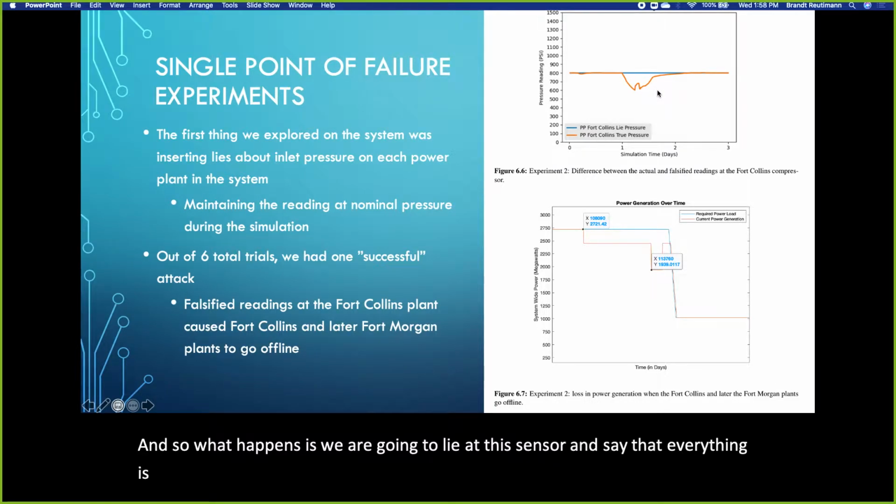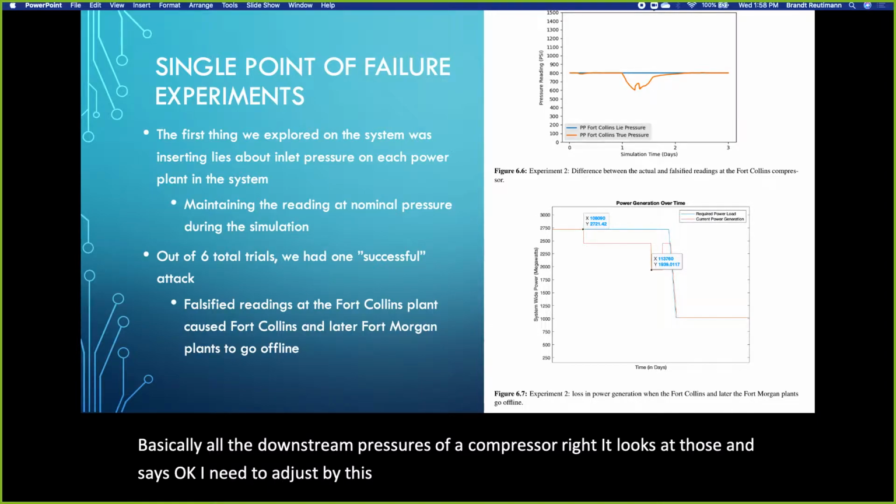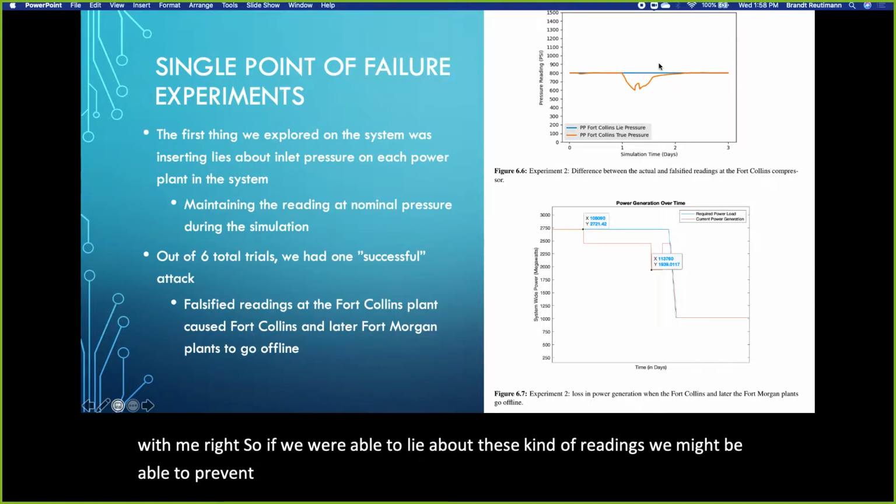The way that the control algorithm works is that it looks at basically all the downstream pressures of a compressor, right? It looks at those and says, okay, I need to adjust by this much based off the disparity that's downstream of me. So if we are able to lie about these readings, we might be able to prevent the compressor from ramping up the way that it needs to.